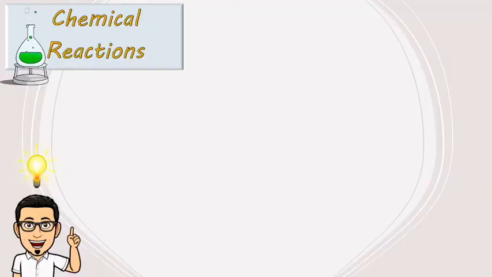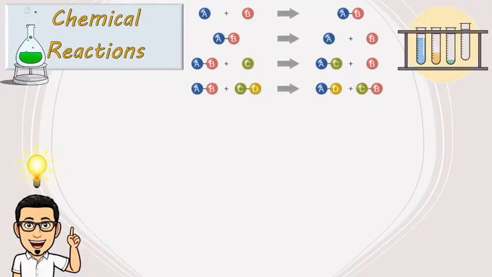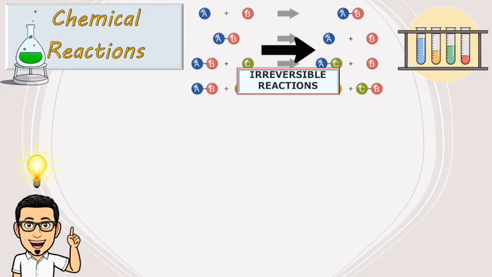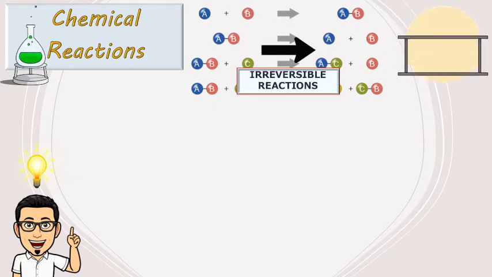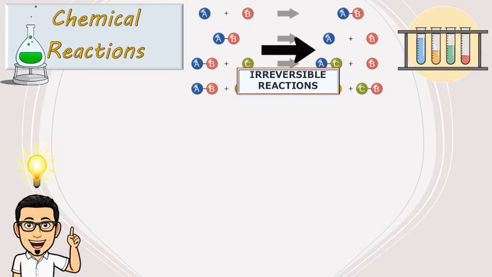Chemical reactions are represented by chemical equations. These equations typically have a one-way arrow to represent irreversible reactions, reactions in which the reactants convert to products and where the products cannot convert back to the reactants. Many reactions such as combustion are irreversible.